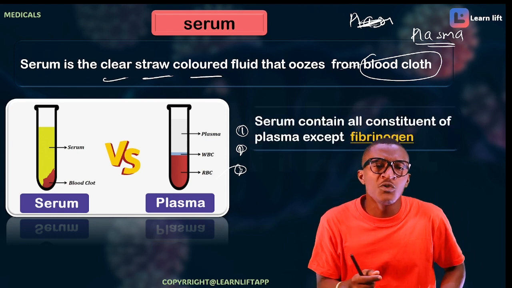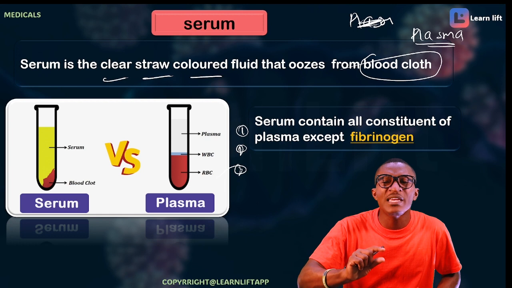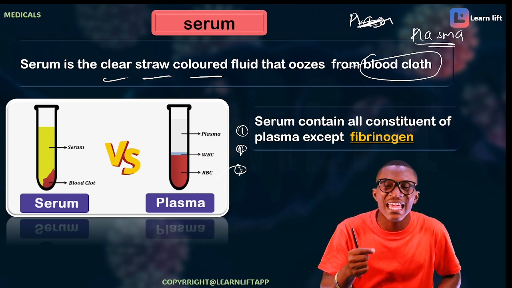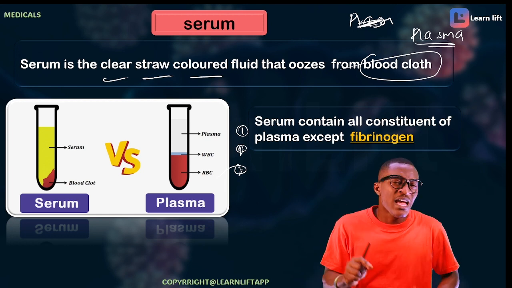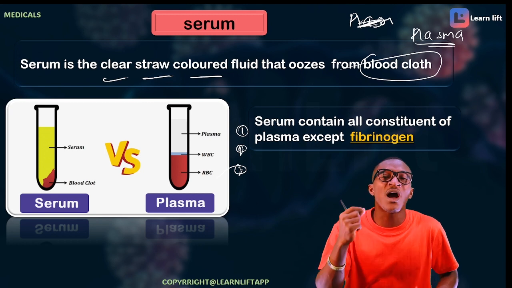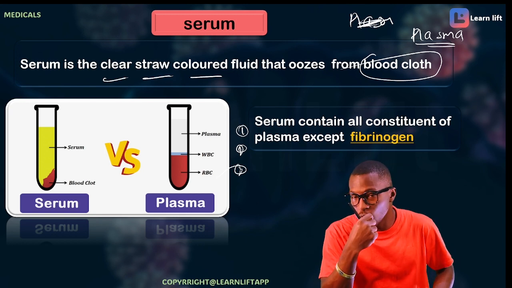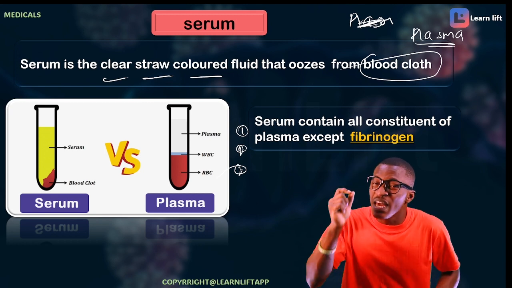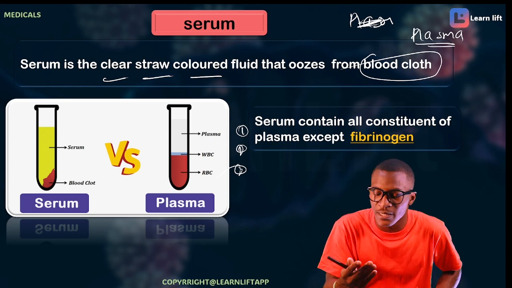In other words, what is serum? Serum contains all the constituents of plasma except fibrinogen. And your fibrinogen is called your anticoagulant. What is it called? Anticoagulant. So if anticoagulant is absent, the blood will clot.